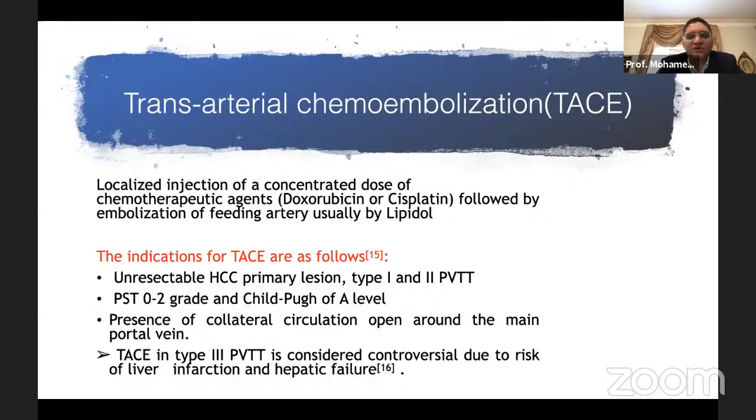The indications for TACE are as follows: unresectable HCC primary lesion, type 2 and type 1 portal vein tumor thrombus, ECOG 0 to 2, and Child A, with presence of collateral circulation open around the main portal vein. TACE in type 3 portal vein tumor thrombus is considered controversial due to risk of liver infarction and hepatic failure.